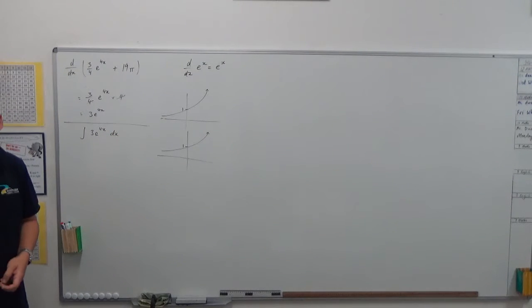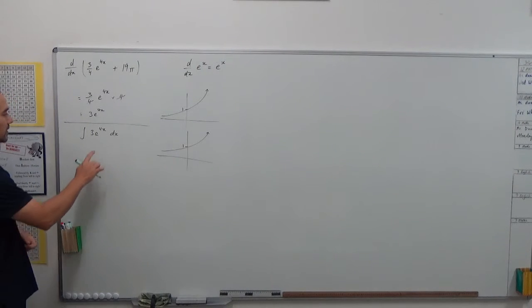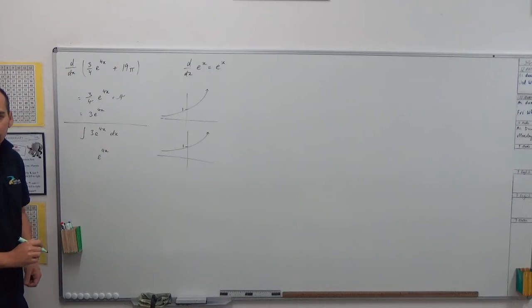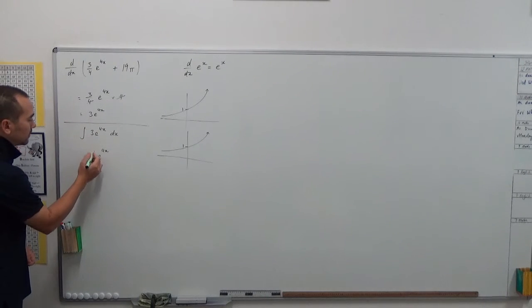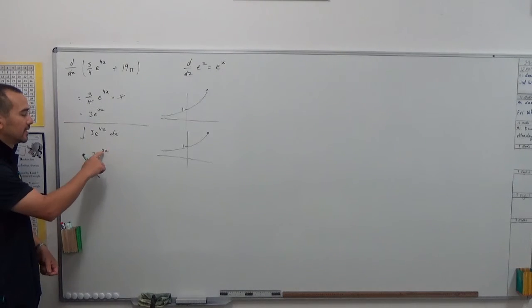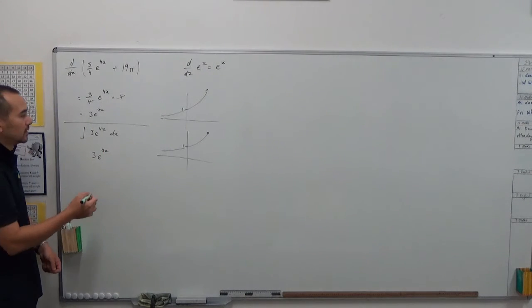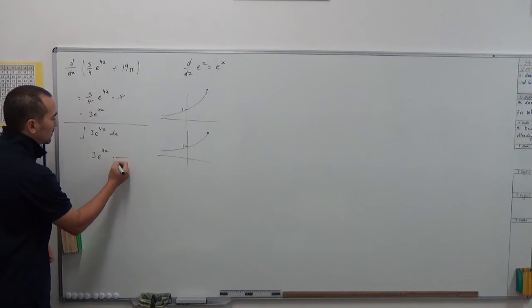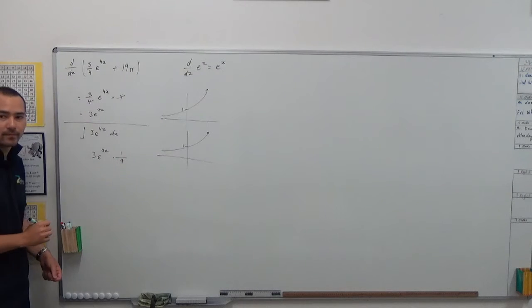All right. So, if we're going to integrate this now, it's just the reverse. Okay? So, the integration of e to the 4x is e to the 4x. That 3, we'll just bring it down. And instead of multiplying the inside, we're going to divide the inside. So instead of timesing by 4, we're going to divide by 4.